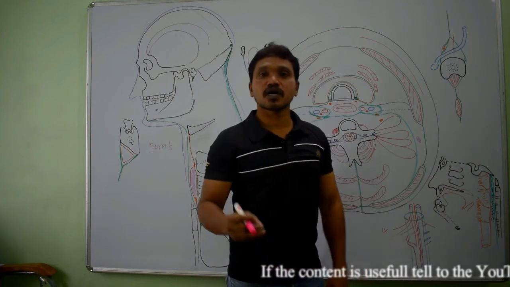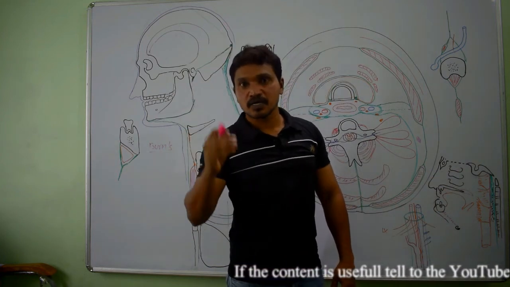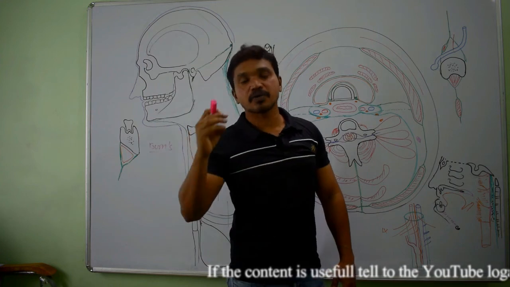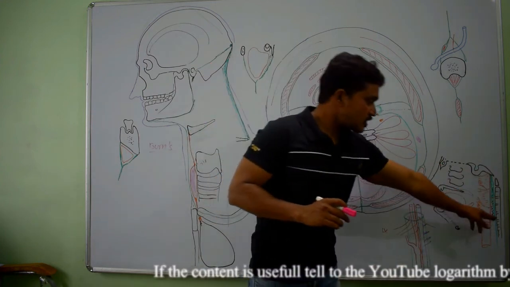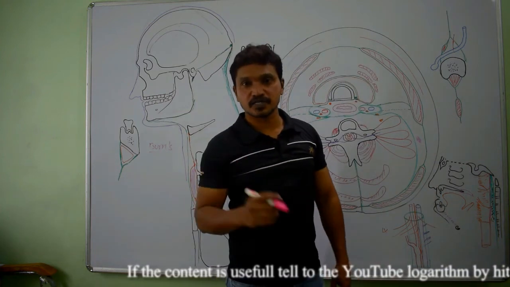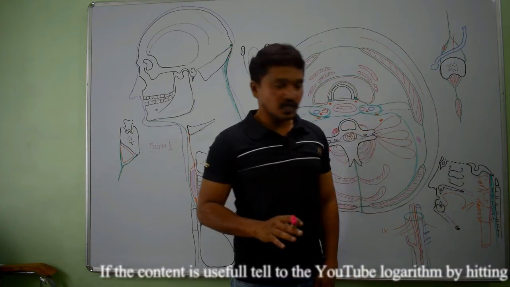The posterior layer fuses with the anterior longitudinal ligaments of cervical vertebrae and also the upper three thoracic vertebrae. In between the prevertebral layer and buccopharyngeal fascia, there is a space. That space is what we call the retropharyngeal space. So this is the vertical disposition.